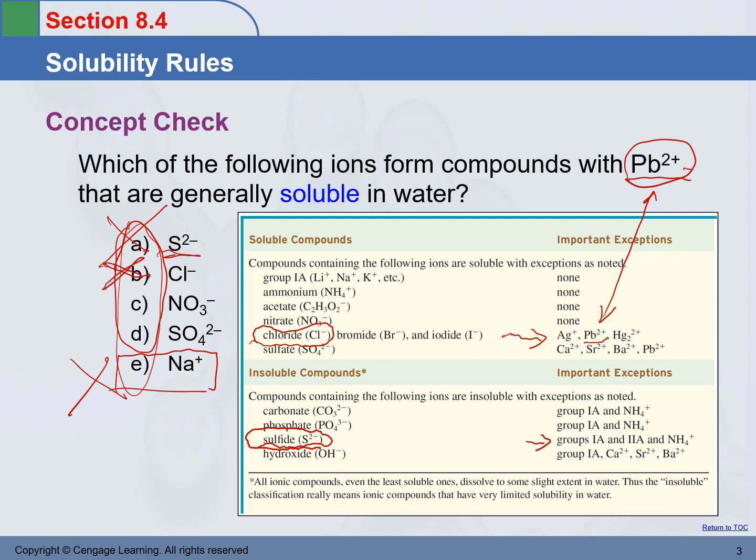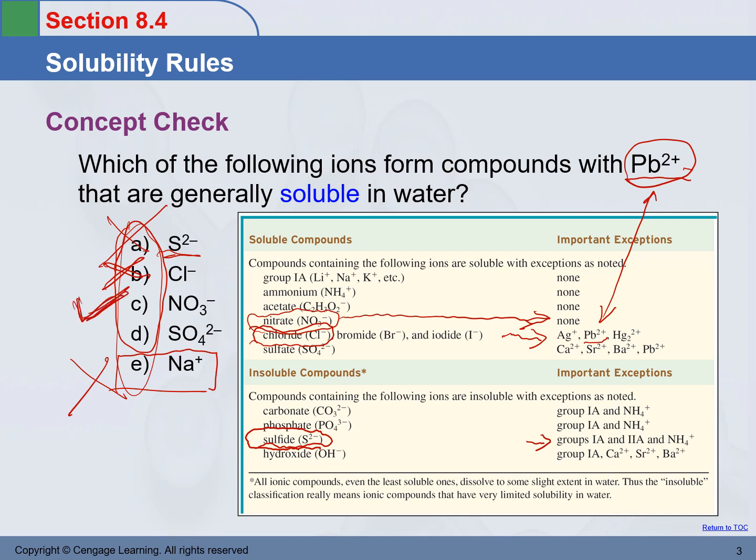C, nitrate. Nitrate right here. Nitrate is soluble. Looks like soluble. Let's look at the exception. No exception, none. So lead 2 plus forms a compound with nitrate. It will be soluble. That will be an answer right now.